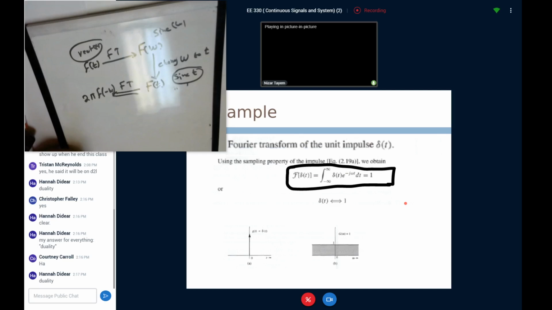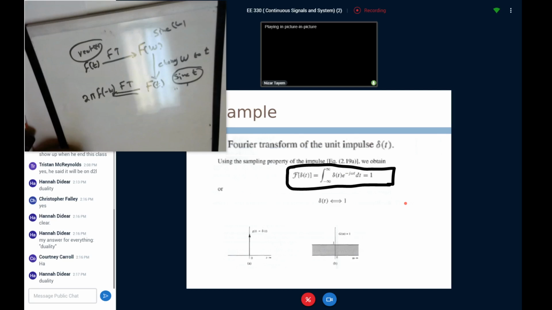Why is this equal to 1? Actually, we explained this before. Why is the integral from minus infinity to infinity of delta t e to the minus j omega t dt equal to 1? If I sketch e to the minus j omega t, it's going to be something like that. This is the definition of delta, but to find out why this is just going to be 1, we need to multiply e to the minus j omega t by a delta function, delta t, which is only defined here.